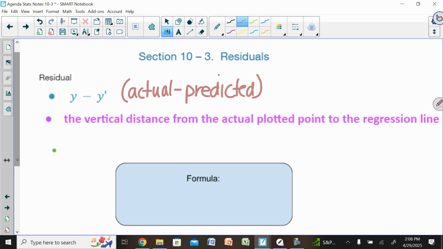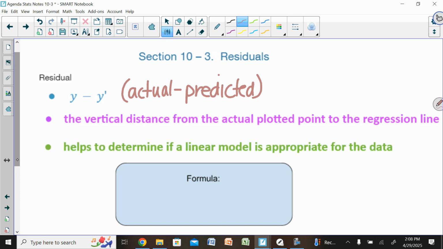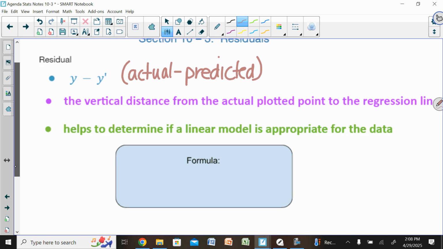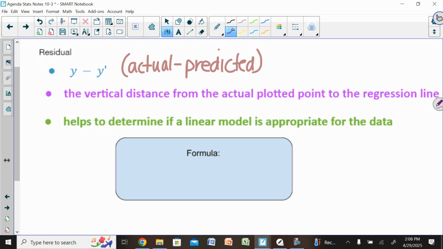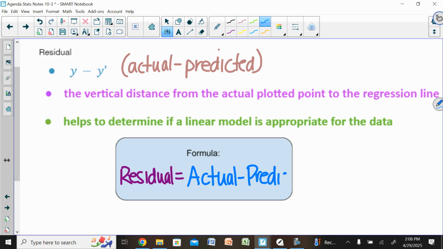If you're a visual person, it's the vertical distance up and down from the actual point to the regression line that we put on our graph. The residual is super helpful to determine if a linear model is appropriate for our data. So our formula is residual equals, and I already wrote it down once, I want you to remember the order is important: actual minus predicted, or RAP.